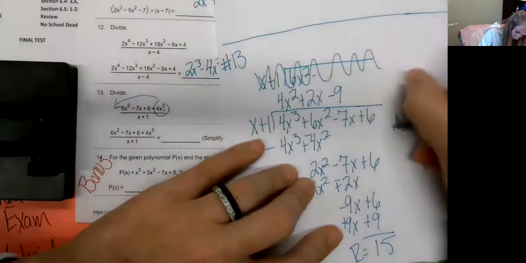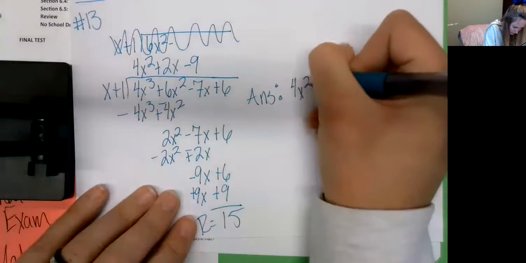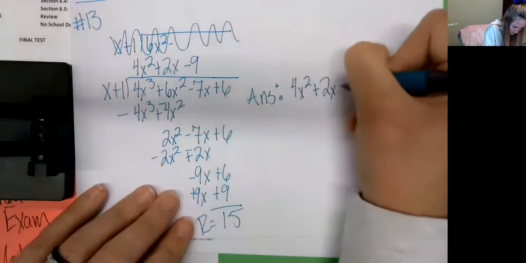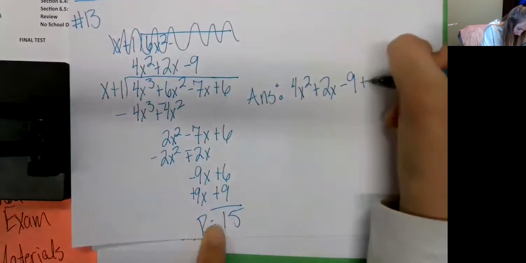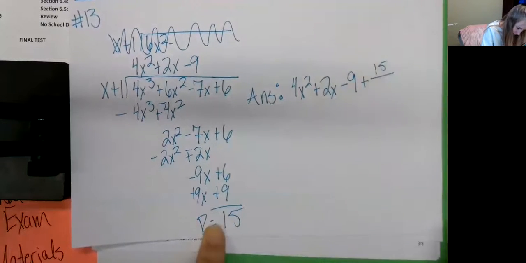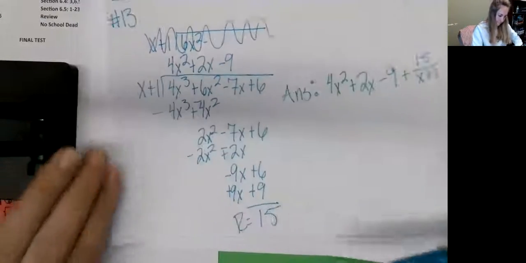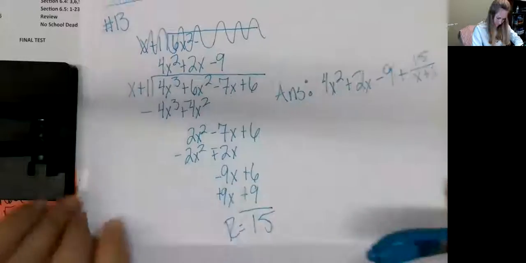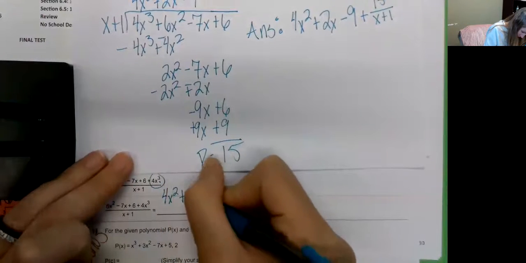So our answer is 4x squared plus 2x subtract 9. Since our remainder was 15, we're going to add 15 over x plus 1. So 4x squared plus 2x.